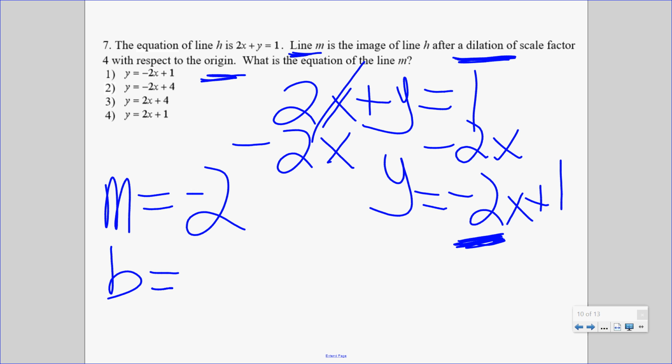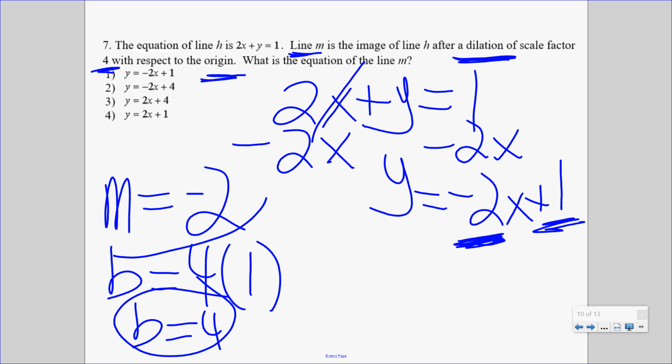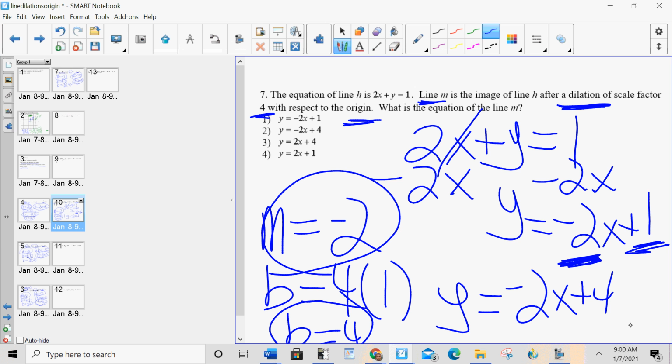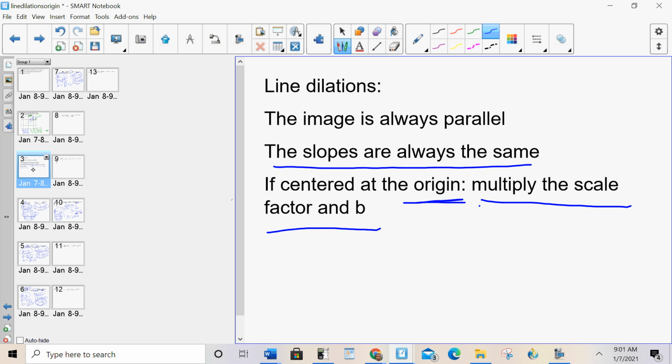Origin, multiply scale factor and b. B is 4, m is negative 2, y equals negative 2x plus 4. So that's it. When you're dilating a line centered at the origin, the slope is going to be the same because the image is always parallel. And then again, if it's the origin, which this whole lesson is, we're going to multiply the scale factor and b. We'll talk about when it's not the origin in the next lesson.